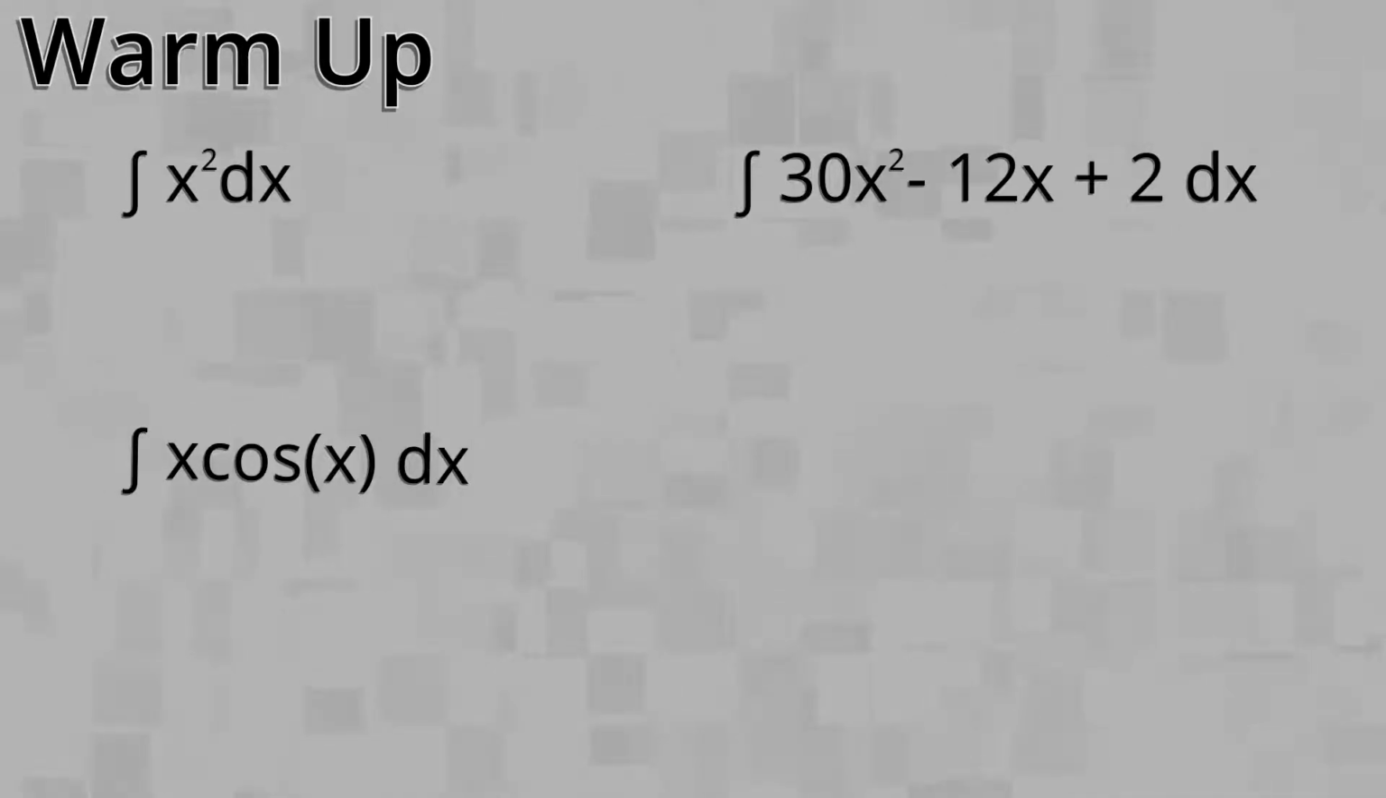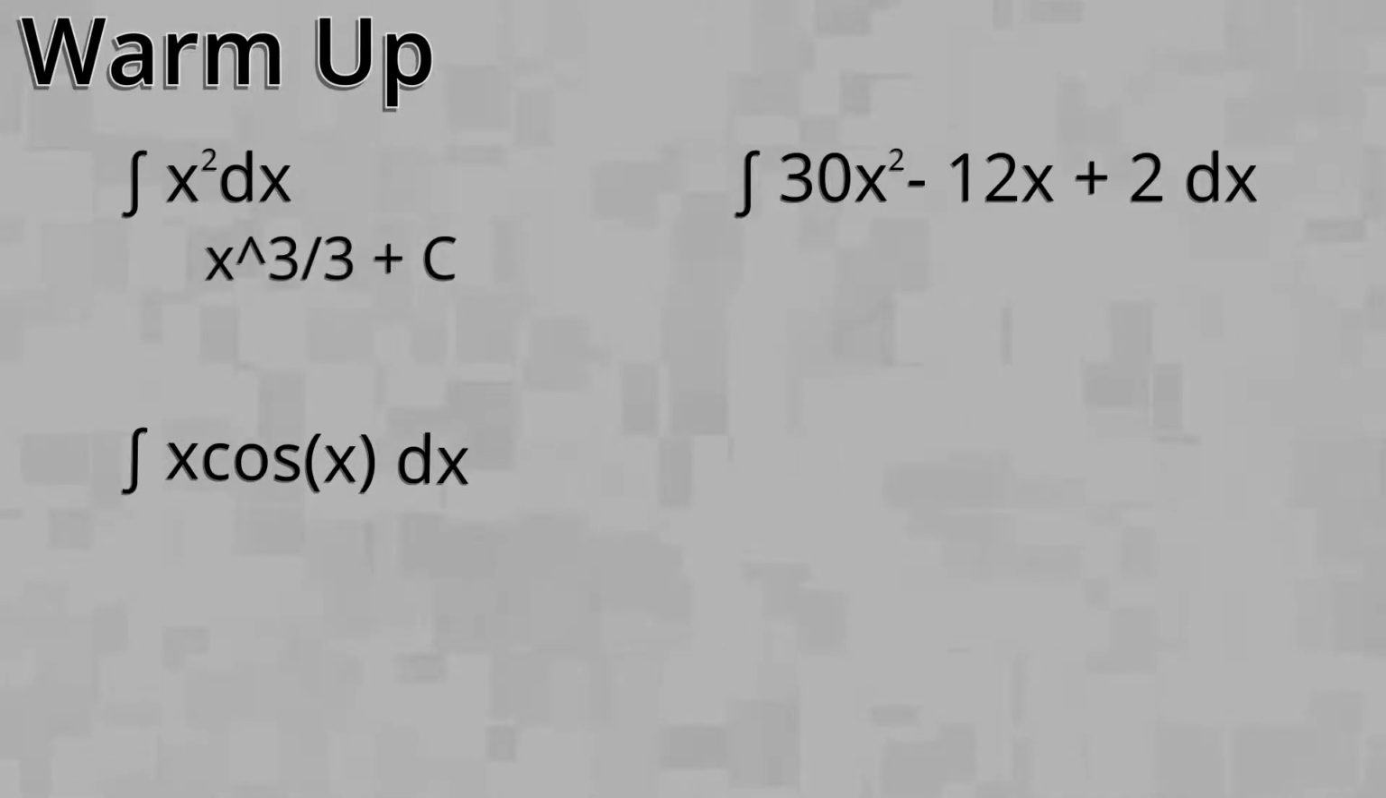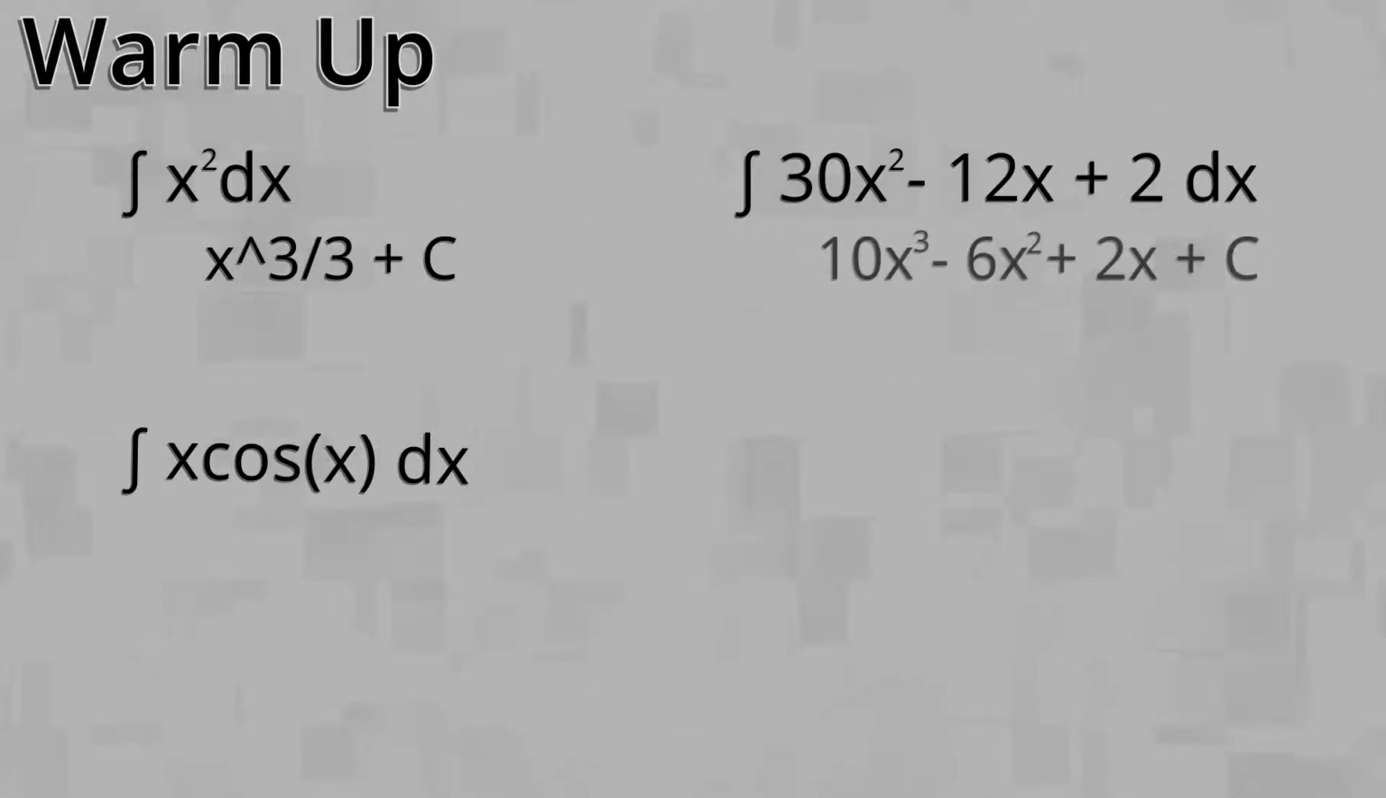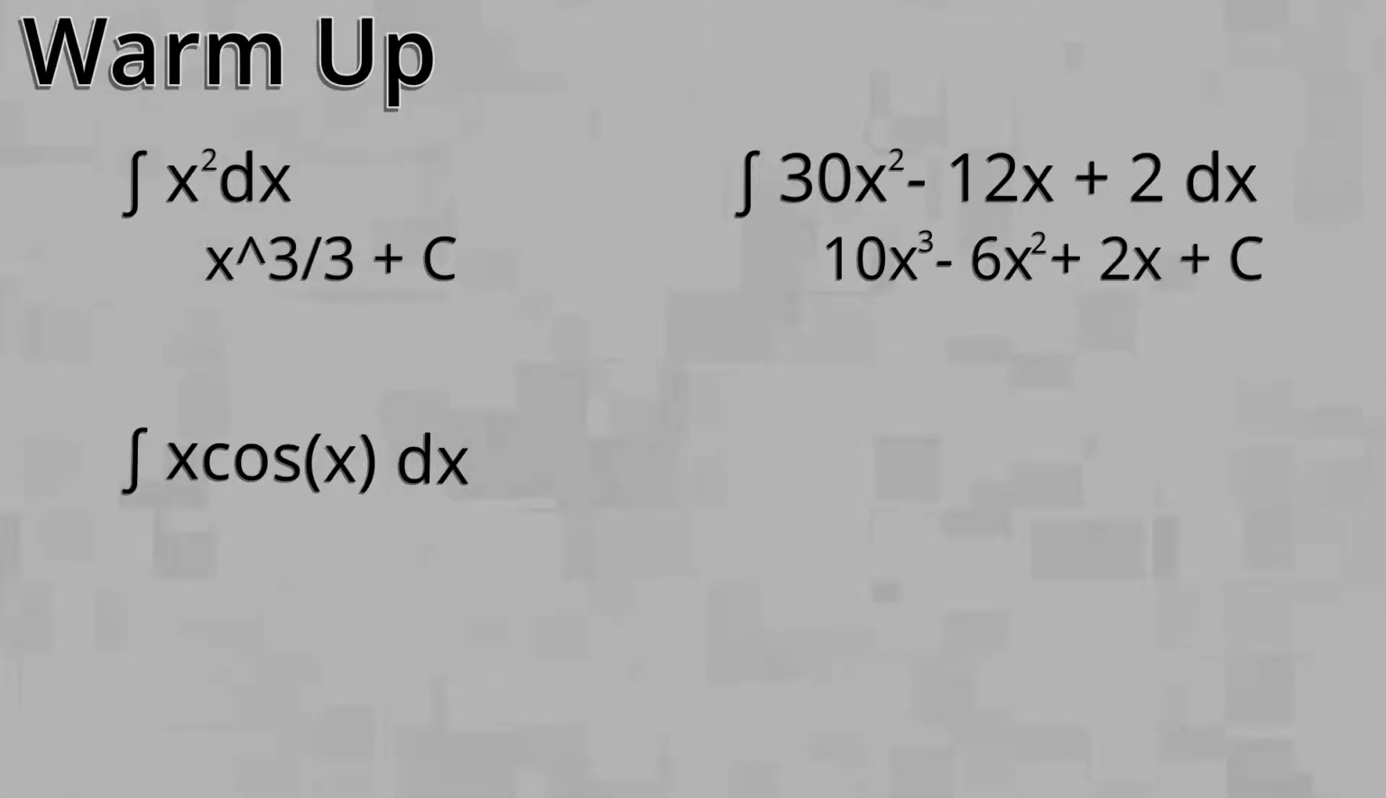Okay, so to integrate x squared, we can just use the standard rules of integration to get x to the third over 3 plus c. It's the same for the next one. If you want the solution, it's 10x to the third minus 6x squared plus 2x plus c. Alright, so what about this one?